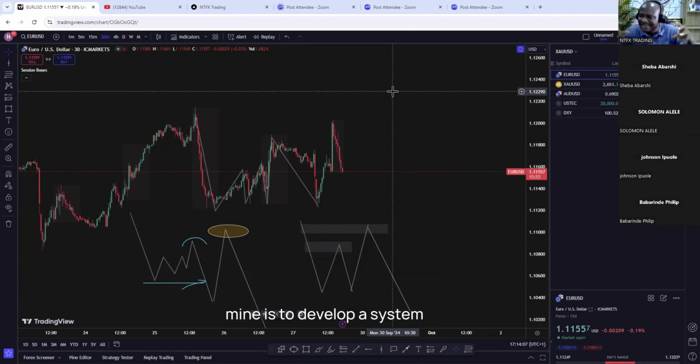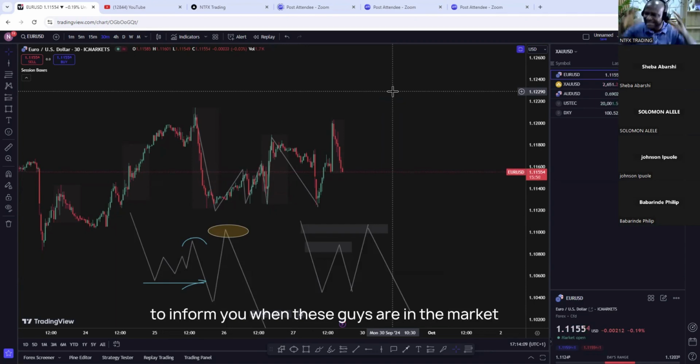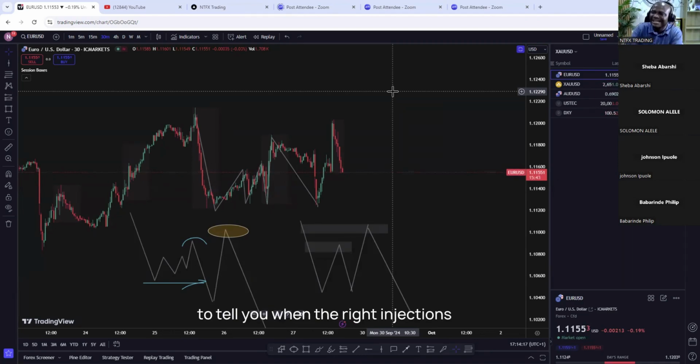Mine is to develop a system to inform you when these guys are in the market, to tell you when their orders are filled, and after their orders are filled, to tell you when the right injections have entered the market. Then your responsibility as a low contributor to financial market liquidity, as a retail trader, is to find a way to follow these guys that have taken liquidity and have gone. That is your job. Do not struggle with them.